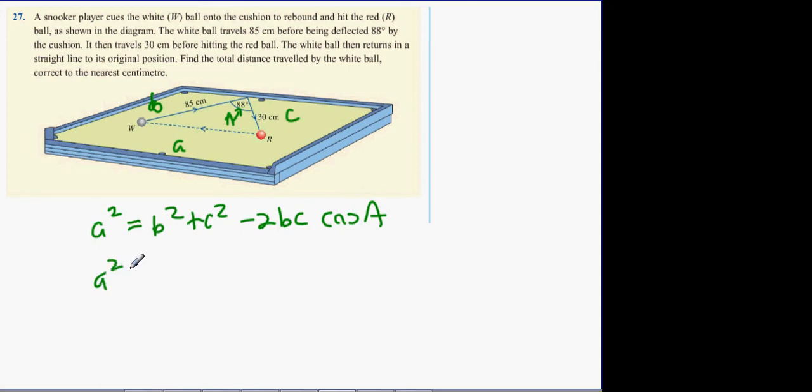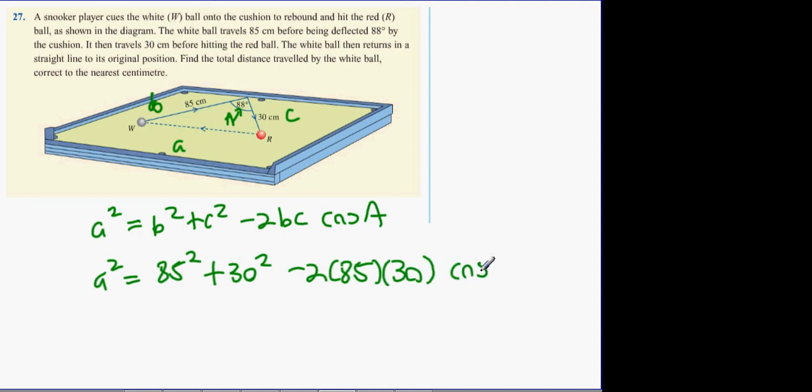A squared equals B squared plus C squared minus 2BC cos A. A is still A, B is going to be 85, C is going to be 30. Minus 2 times 85 times 30 cos 88. Can somebody be quick on the calculator with that for me please? It should be all this in one go.